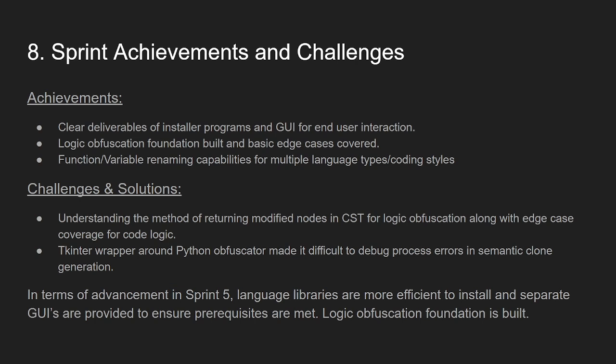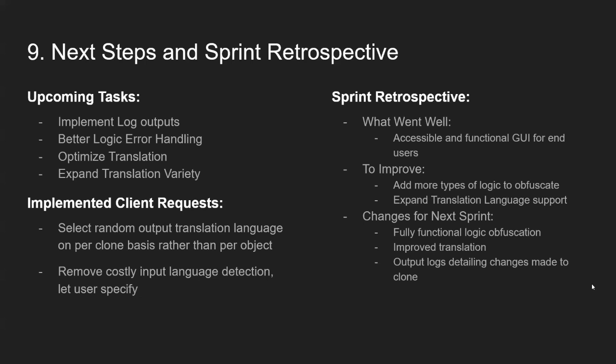And then in terms of advancement for Sprint 5, language libraries are more efficient to install, and separate GUIs are provided to ensure prerequisites are met. And then the logic obfuscation foundation is built, so it'll be pretty simple to expand upon that. For our next steps and the sprint retrospective, our upcoming tasks reflect the new issues we created to build off of our implemented features that we did for this sprint. To implement log outputs, better logic error handling, optimize translation, and expand translation variety.